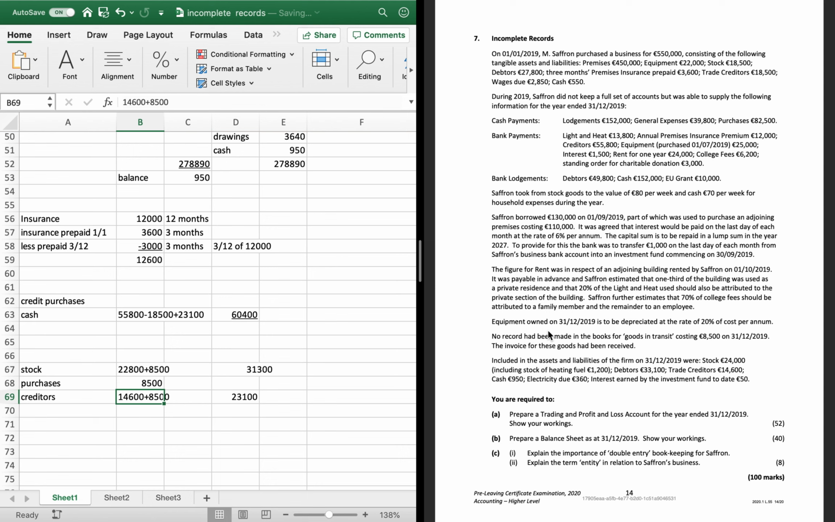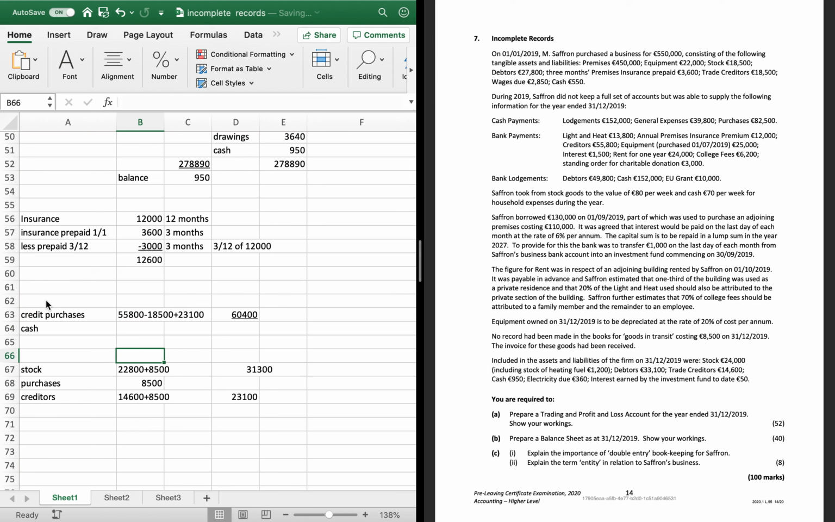So that might throw you off, but just think about what you would do with a question one. What does it change? It changes stock, purchases, and creditors. We can't change purchases, so it really only changes stock and creditors. And then by changing creditors, it will automatically change purchases as well. So that is our credit purchases done.